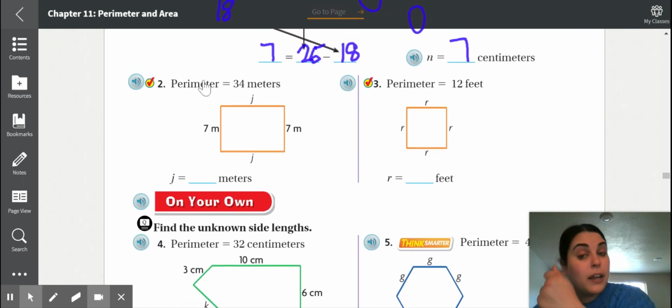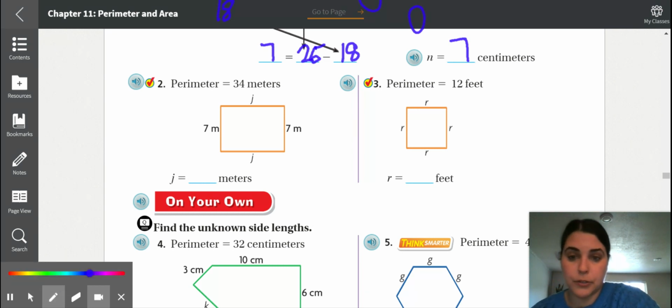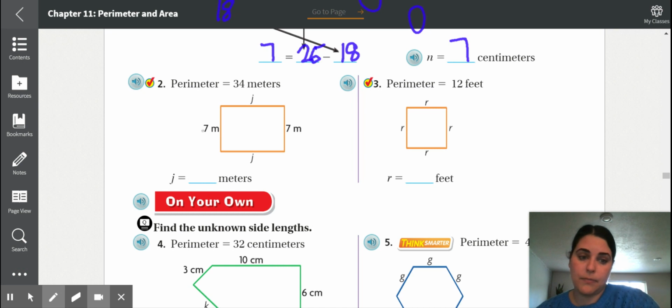Let's do 2 and 3 together. All right, number 2, we're looking at a rectangle. We have side 7, 7, and then J and J. And these are both labeled J because they're going to be the same length. So they get the same name.